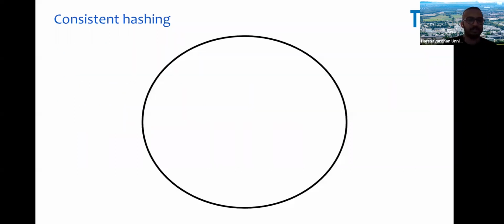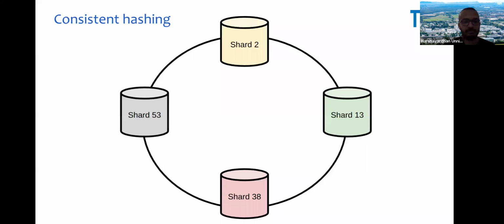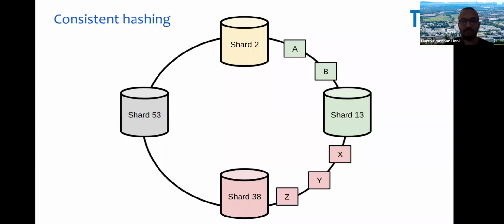Let's consider this circle that contains 4 shards with IDs 2, 13, 38, and 53 that are placed along the edges of the circle. Additionally, consider the keys A, B, C, D, E, F, and X, Y, Z. Keys A and B have their hash IDs between 2 and 13. Keys X, Y, Z have their hash IDs between 13 and 38. Keys C and E have their hashed IDs between 38 and 53. And key D has its hashed ID between 53 and 2.